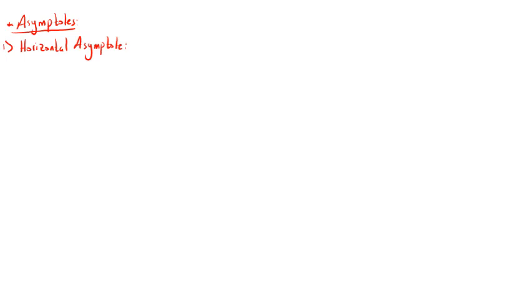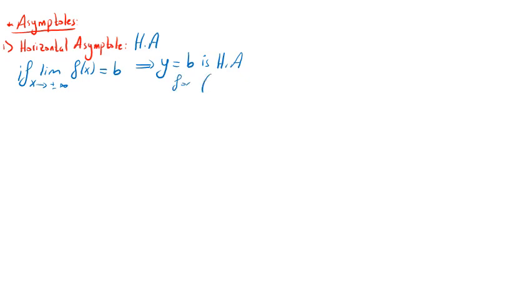First, we have the horizontal asymptote, symbol is HA. If limit as x tends to plus or minus infinity of f of x equal to b, where b is a number, then y equal to b is a horizontal asymptote for the curve of f.